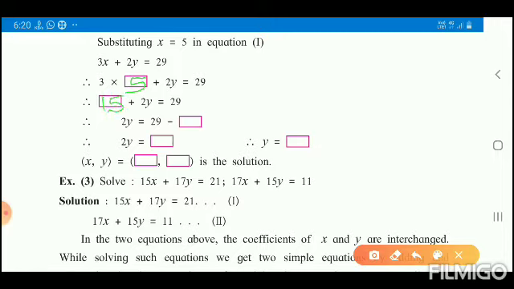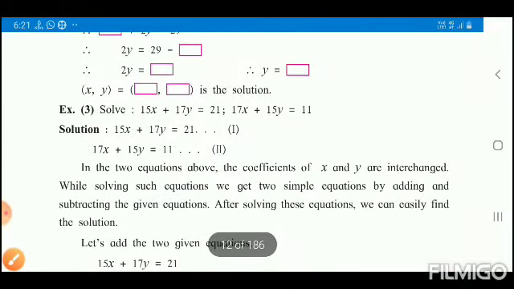So 2y is equal to 29 minus 15. So 2y is equal to 14. Now y is equal to 14 upon 2. So the value of y is 7. That's why the x value we have found was 5 and y's value 7. So 5 and 7 is the solution of your given equations.